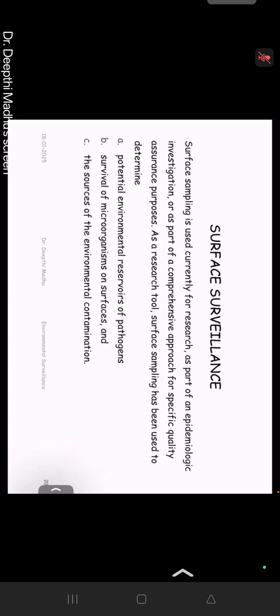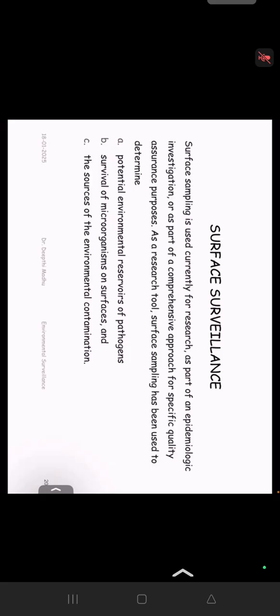Now we come to surface surveillance. We have finished water and air. In 10 minutes, we'll be able to finish surface surveillance, because the most important point is: don't do it routinely. Do it only when it is indicated. And when is it indicated? When there is an outbreak, when you are doing it as part of research, when you are assessing whether your change in infection control practice is sufficient, or when there has been a change in the environment. These are the only situations where you have to do a surface sampling.